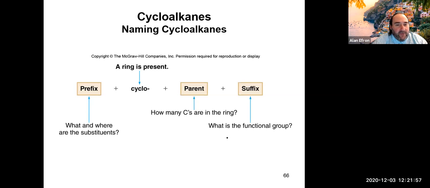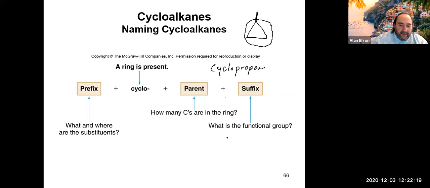If there is basically one group attached, you basically just name the group and the name of it. So, if you had your triangle here with a line hanging off of it. Again, the main part of this would be our triangle, which is basically our cyclopropane. And what's hanging off of it is a methyl group. So this would be methyl cyclopropane.